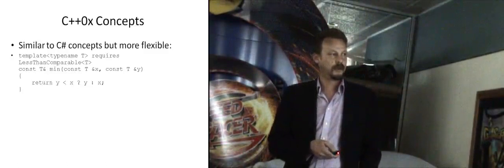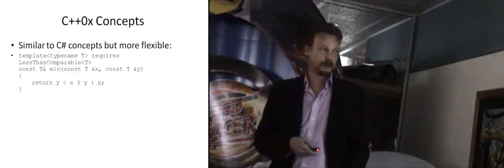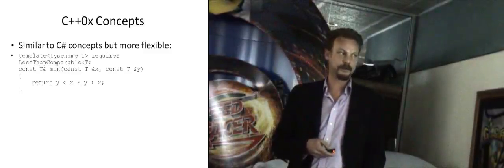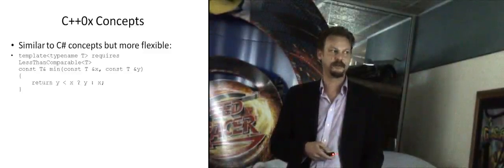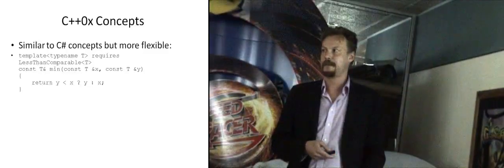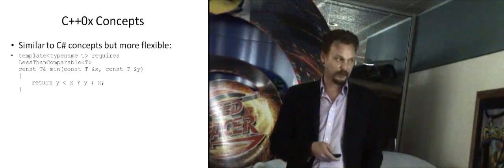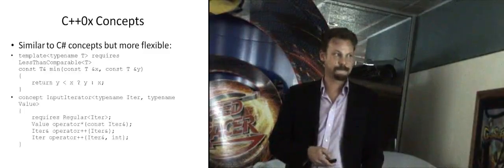So in this case we can say that if we want to find the minimum of two things, we need to have less than comparable as a constraint on the type that we use. And in C++0x you can make that explicit, so instead of just having the compiler barf at you, it'll politely point out that this T requires less than comparable. How that actually works, that's really the key difference.